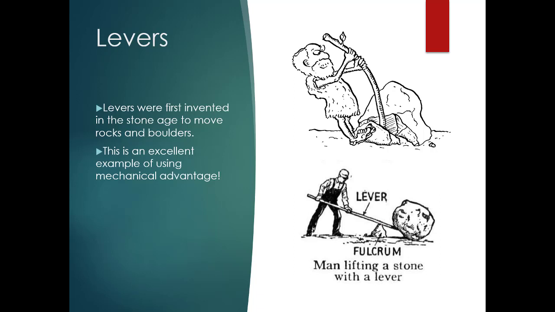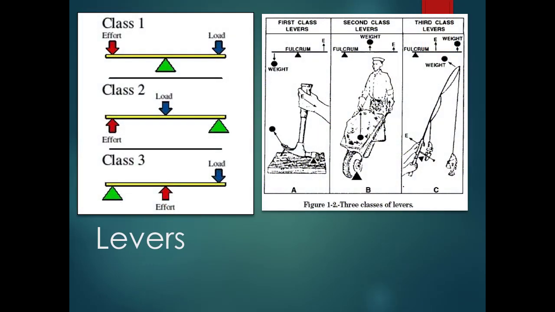Basically, the shorter the distance from the fulcrum to the load, the shorter that is, the more force you have, particularly if the distance between the effort and the fulcrum, the pivot point, is long. The longer that is, the bigger the mechanical advantage. So, there are three basic types of lever. You have a class 1, a class 2, and a class 3.